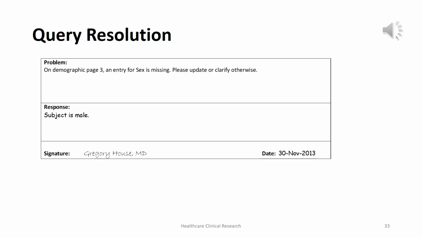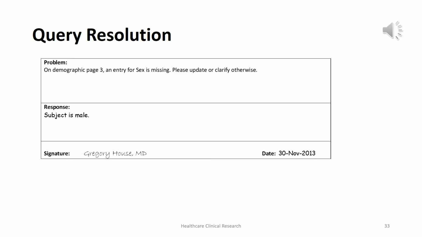So let's take a look at some query resolution examples. You'll see these are familiar to the ones that we used in our query writing exercise. So if you see on your screen, we have a paper data clarification form that we've received back from the site. And so we have three different components to that. The first is the problem, the second is the site's response, and then finally is the signature block for the principal investigator to sign along with the date in which they signed it.